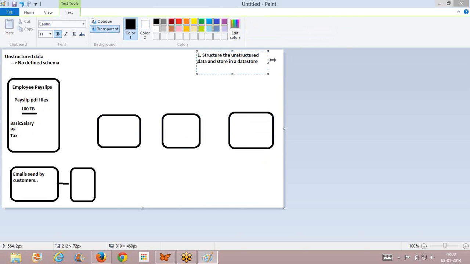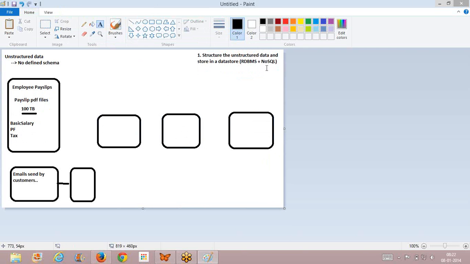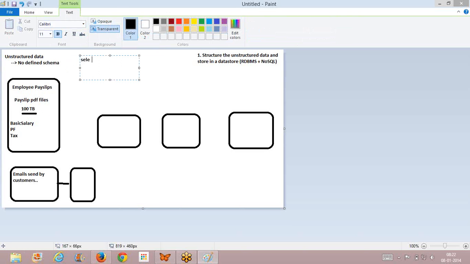So when I refer to a data store, it is RDBMS plus NoSQL. And we'll see what NoSQL is at a later point, but don't worry, it's similar to an RDBMS but without the relational schema. So I took the employee PDF files which are of 100 terabytes and I want to do the sum of salary, this processing. I want to do select sum of salary from employee where age greater than 25 and gender equal to male, and maybe city also, but for now let's say this is what I want to run on this bunch of PDFs.